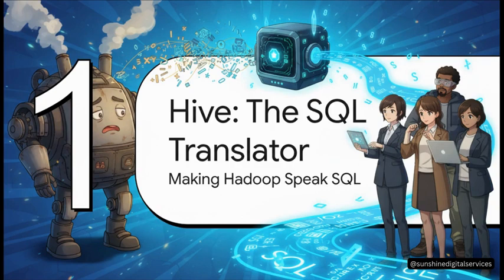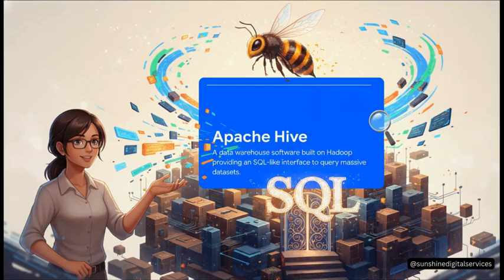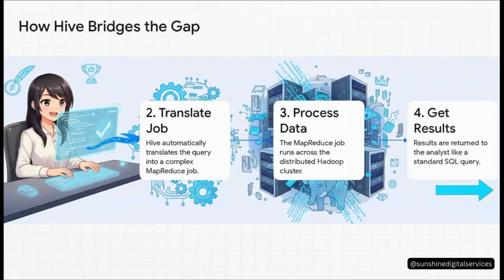Instead of trying to force thousands of analysts to learn this ridiculously complex new way of programming, the engineers at Facebook asked a better question. What if we just built a translator? What if we could make Hadoop understand SQL? And that translator is Apache Hive. Now, think of it like this. Hive doesn't replace Hadoop's powerful engine. No, it just builds a simple, familiar dashboard right on top of it. It creates this friendly front door that lets you talk to all that complicated big data using the language you already speak, SQL.